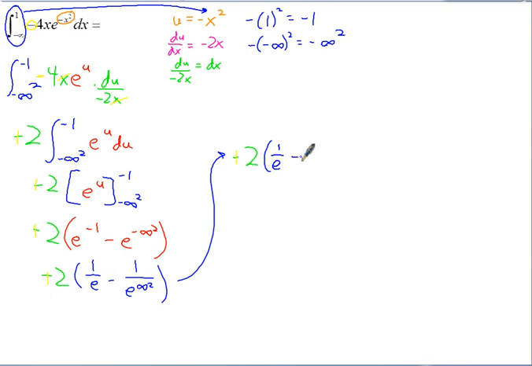And then minus, well, 1 over e to the infinity squared. E to the infinity squared is some huge number. 1 divided by some huge number is really close to 0. So you get 2 times 1 over e gives you 2 over e. So we got a finite answer, and that means this one converges.